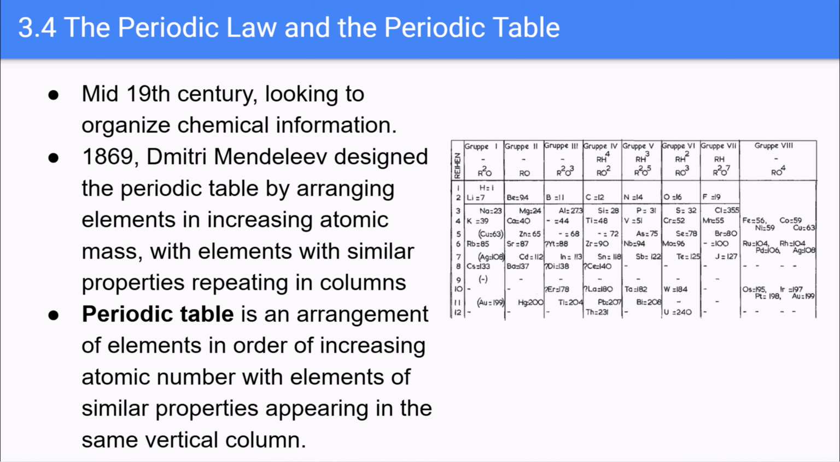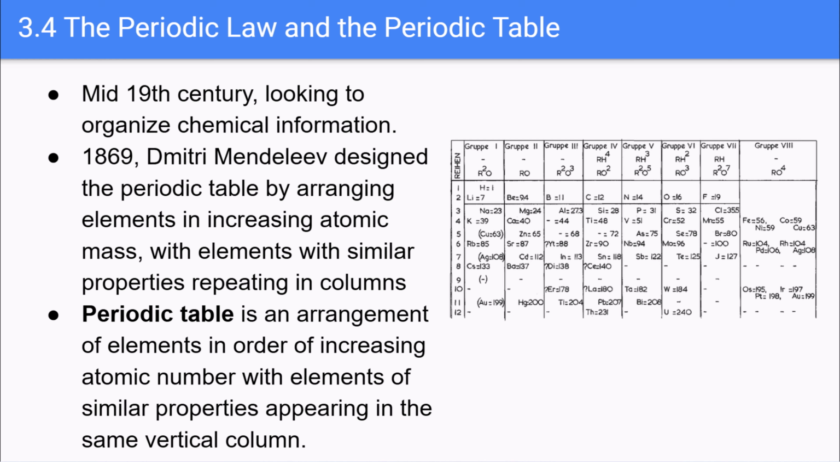So what we're going to do now is we're going to take a little bit of a step back into the mid-19th century, where we've gone through and discovered many different elements, but rather than just kind of organizing them alphabetically or organizing them based on their relative mass, we want to try to organize them in a way that represents their reactivity with other materials. And in 1869, Dmitry Mendeleev designed the periodic table, the basis of the current day periodic table we use today, by arranging elements in increasing atomic mass with elements with similar properties repeating in columns.